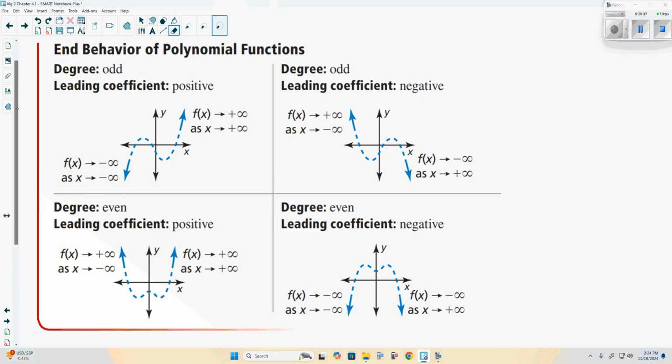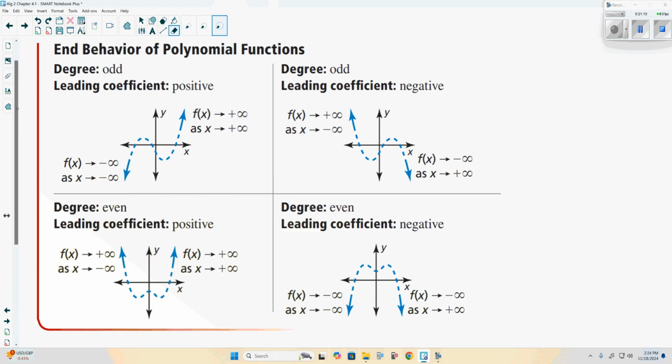Last thing we're talking about today is end behavior. Now, end behavior is a nice thing to know. Quadratics, we've talked about them so far. Quadratics are degree 2, and they open one of two ways. They either open up or down, which means as we go to the left and right, the ends are both going to go to positive infinity, or they're both going to go down.